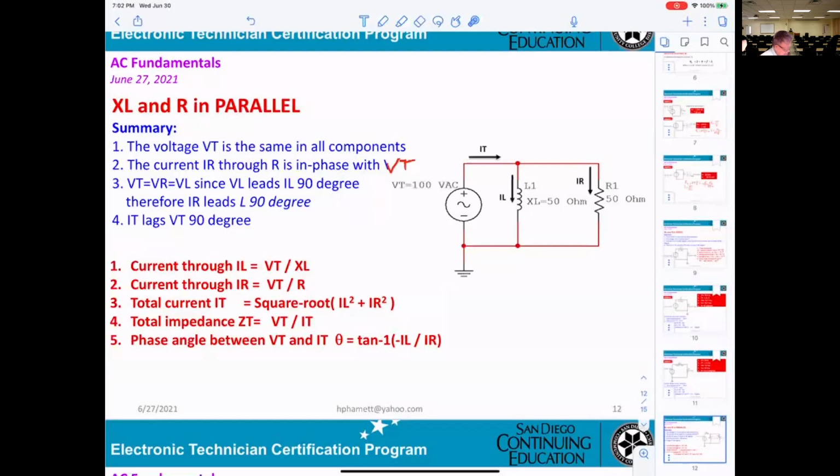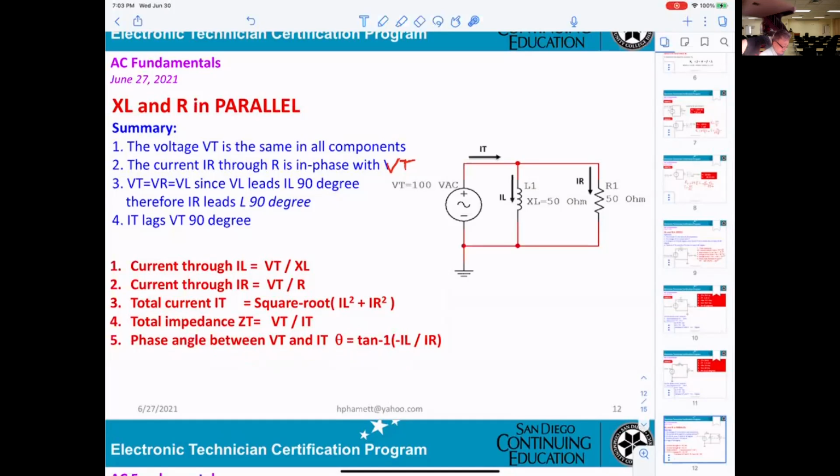Okay, and for this circuitry, calculating IL and IR is easy to do. However, to calculate the total IT, you have to use the formula square root of IL squared plus IR squared. And if you want to calculate the total impedance, you already have the total voltage and the total current. You take the total voltage divided by the total current. And the phase angle between V total and I total will equal theta equals tan inverse of minus IL divided by IR.